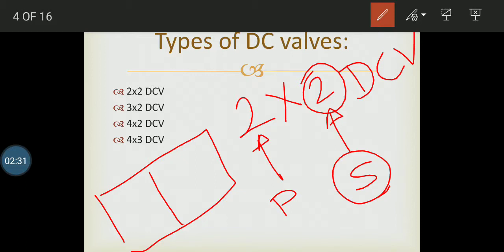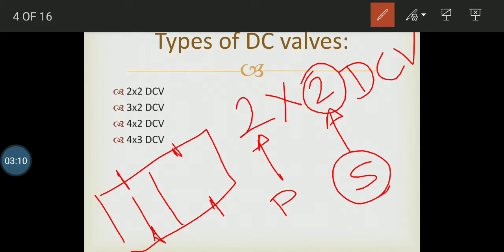I am showing how to make the symbol. I am not making you mug up things; I am making you simply memorize how to make these DCV symbols. Make a rectangle and, depending upon the number of sections, divide it into that number of sections. Here we have two sections, so I divided the rectangle into two. For the number of ports, I have two ports, one on the upper side and one on the lower side. Similarly in the other section.